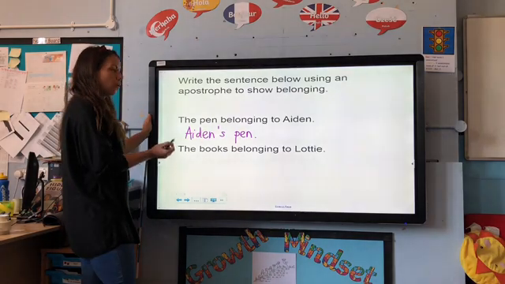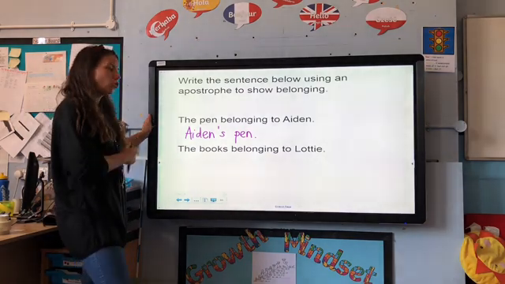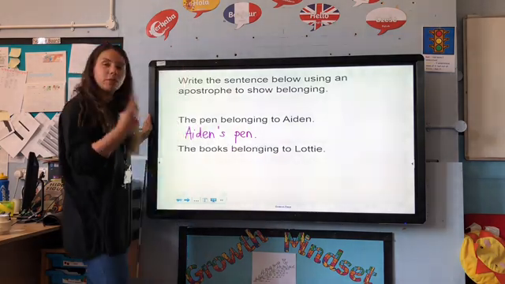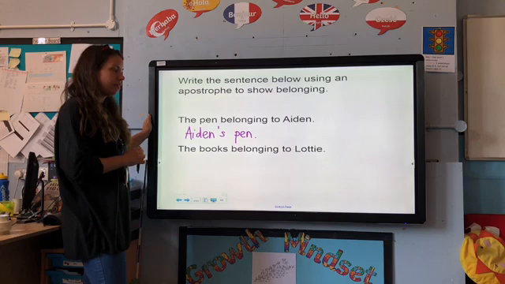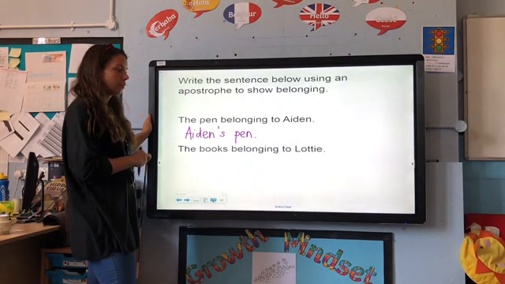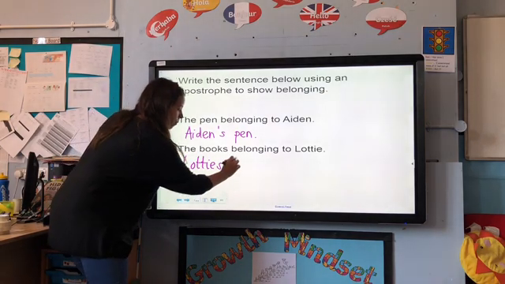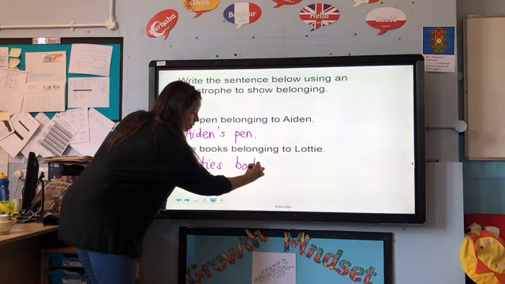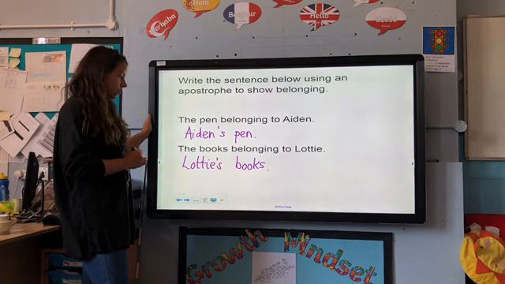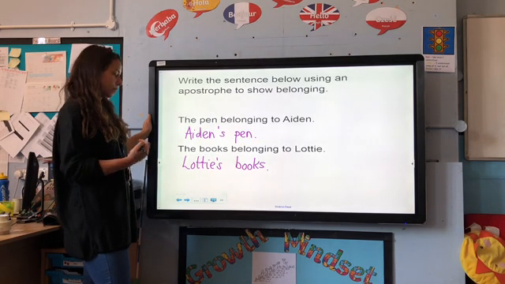The books belonging to Lottie. Just pause the video. How would you rewrite this sentence showing that the books belong to Lottie? There is only one person in this sentence. So how would you show that singular possession? So the sentence would be Lottie's books, and the apostrophe would go between the E and the S. So after the last letter in the noun and before the S.